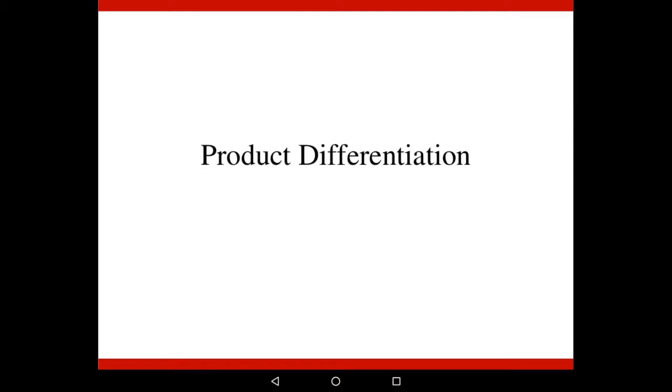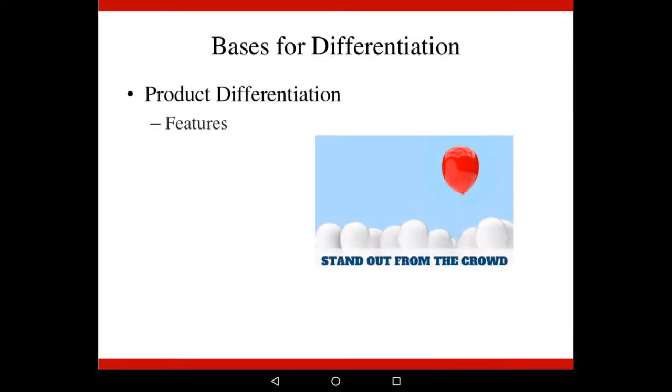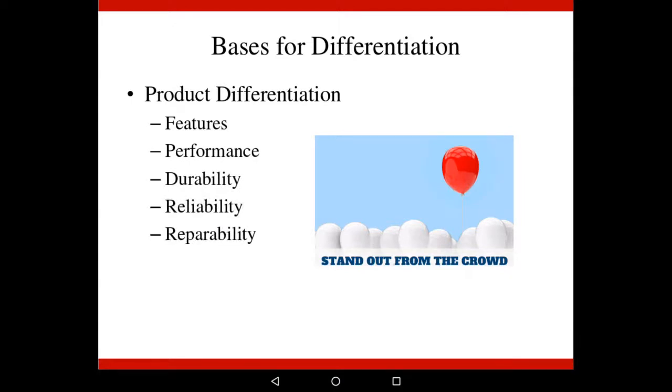Okay, let's first look at product differentiation. So there are multiple product differentiation bases. The first one is features, performance, durability, reliability, repairability, style, reseller products, product range.